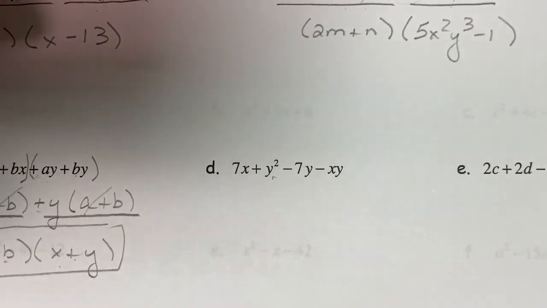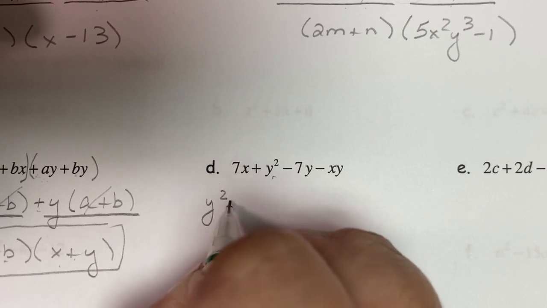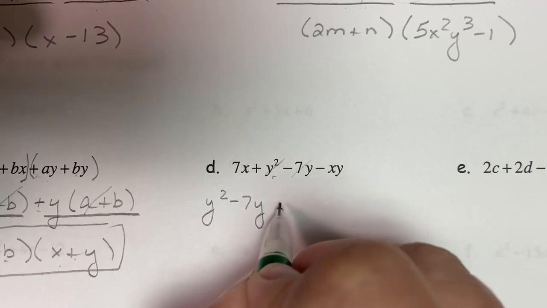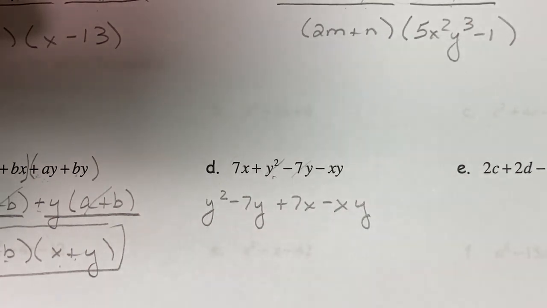And there are going to be a couple of different ways that you can rearrange the terms and get the same answer. What I'm going to do here is I'm going to put my y squared first, then I'm going to put my negative 7y. So I'm going to combine these, and then I'm going to put the plus 7x and minus xy. So I just rearranged the terms, using my commutative property.